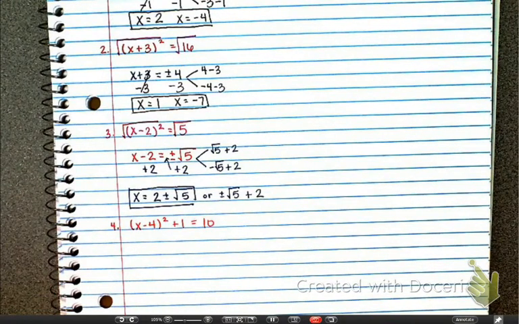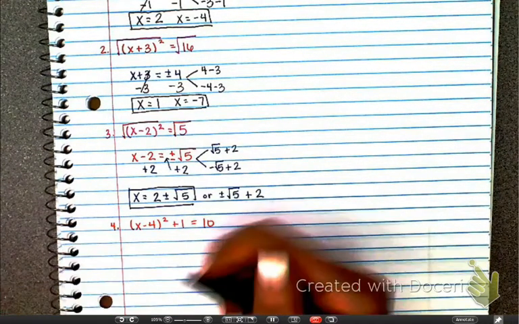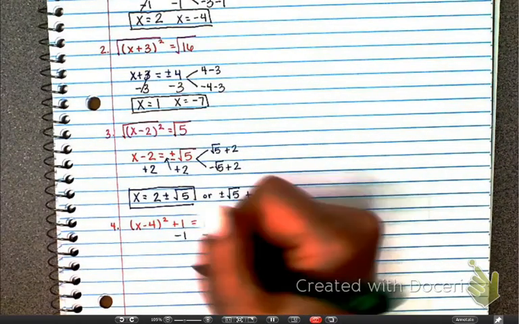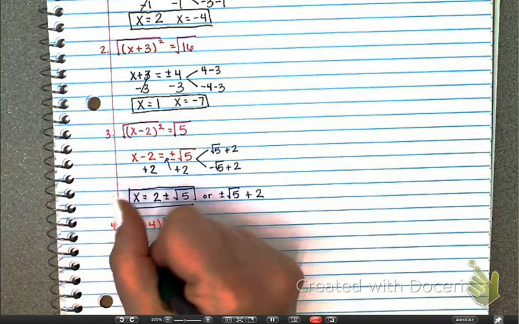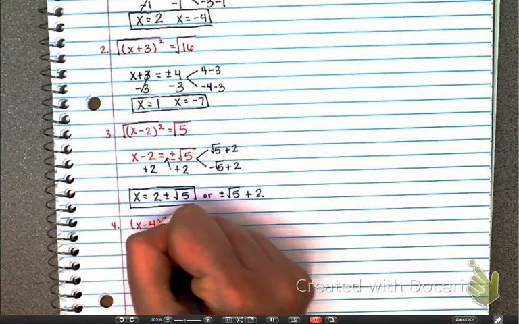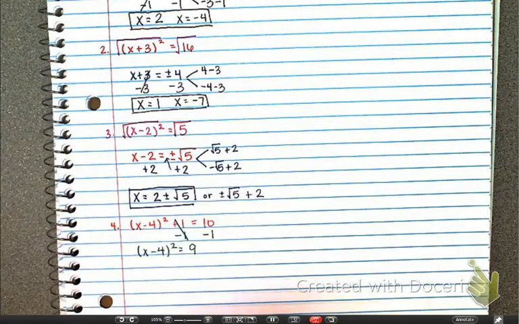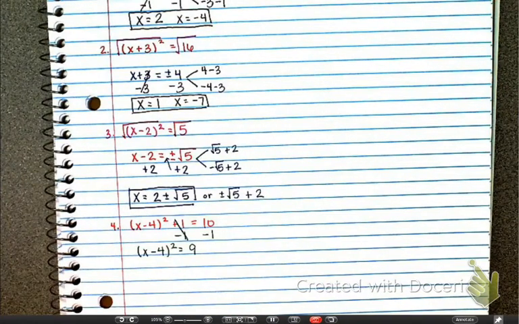What makes this problem different than the last couple? There's something added to the end of it, right? The parentheses not alone. So we need to deal with that first. So what do I need to move? I'm going to subtract 1 from both sides. I have to get rid of that 1 first. So I'm left with x minus 4 squared equals 9. Now, doesn't that look just like what we've been doing? Okay, so see if you can continue that.